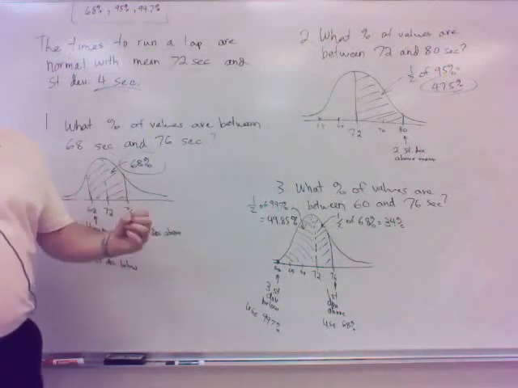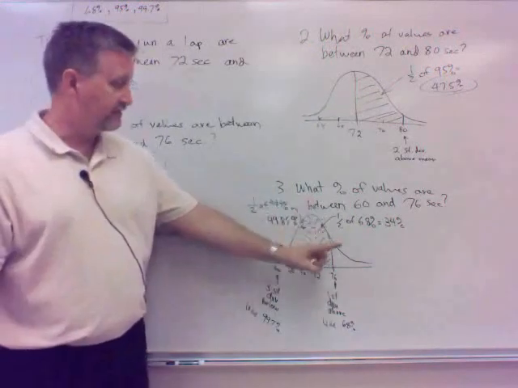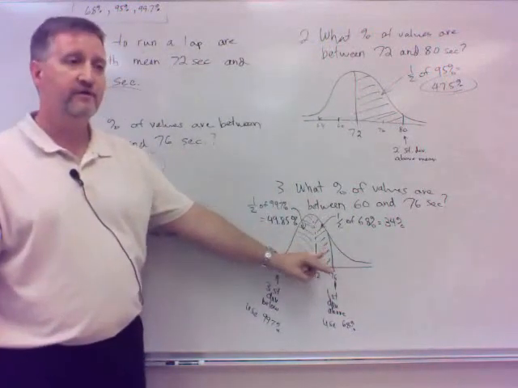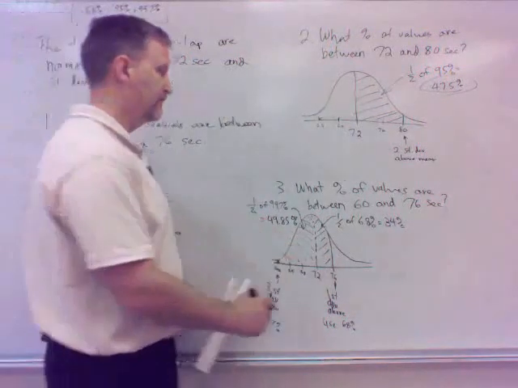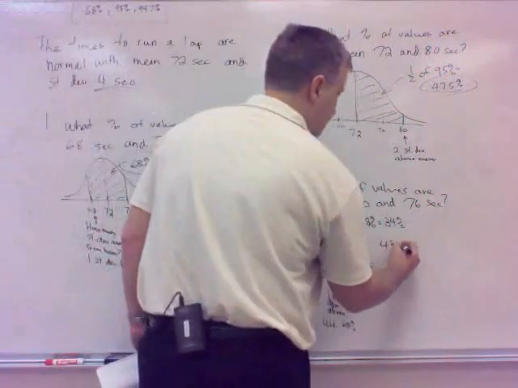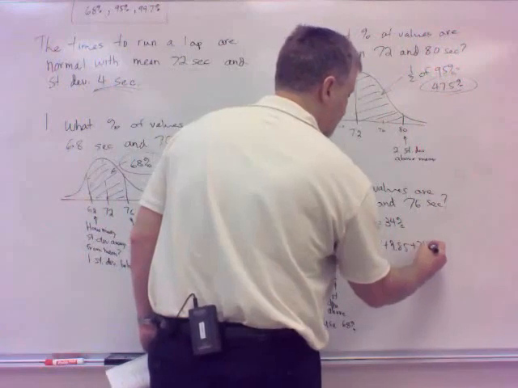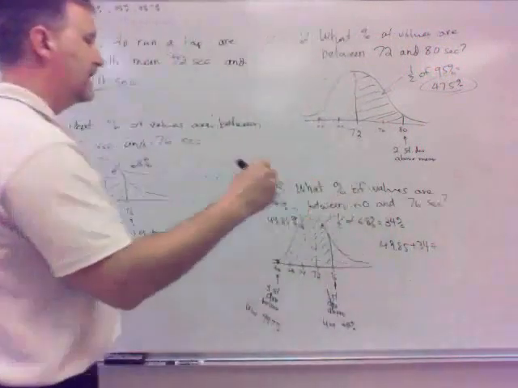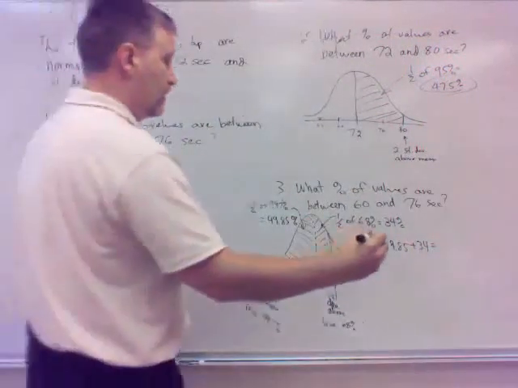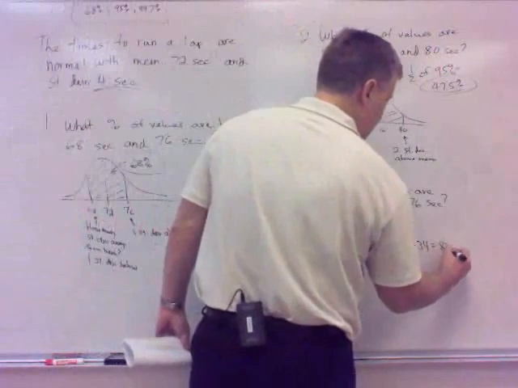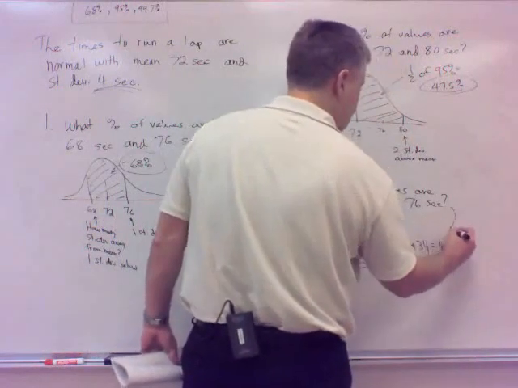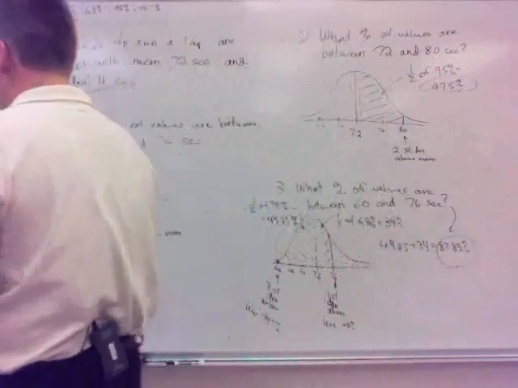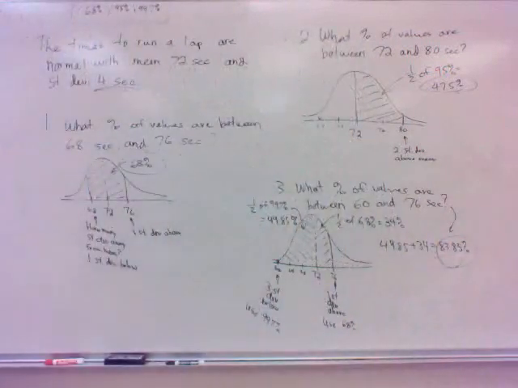Okay, so I've got 49.85 here, I've got 34% here, so what's the final answer? Add them up, right? 49.85 plus 34 gives me 83.85%. So the percentage of values between 60 and 76 would be 83.85.